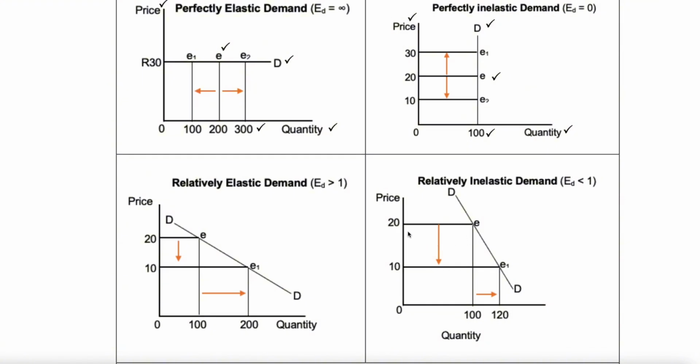A big change in price, look, from 20 to 10, in this case, causes a small change from 100 to 120. So percentage-wise, from 20 to 10, it went down by 50%. Percentage-wise, this went up by 20%. Percentage-wise, this went down by 50%. This went up by 100%. So this becomes elastic, this becomes inelastic.